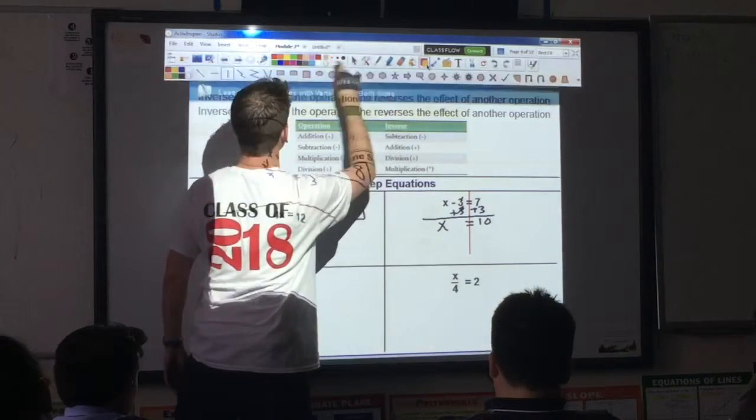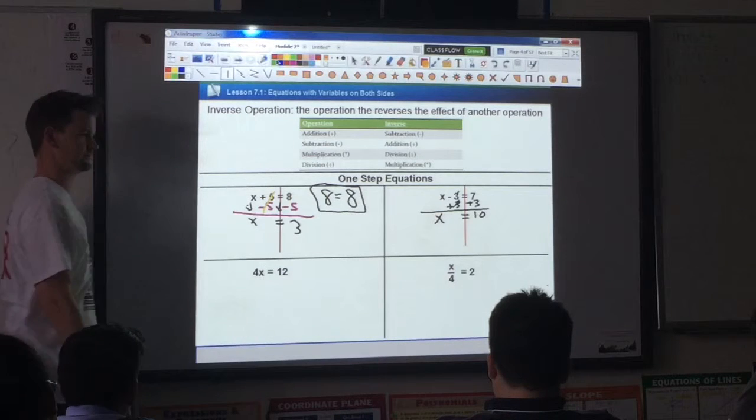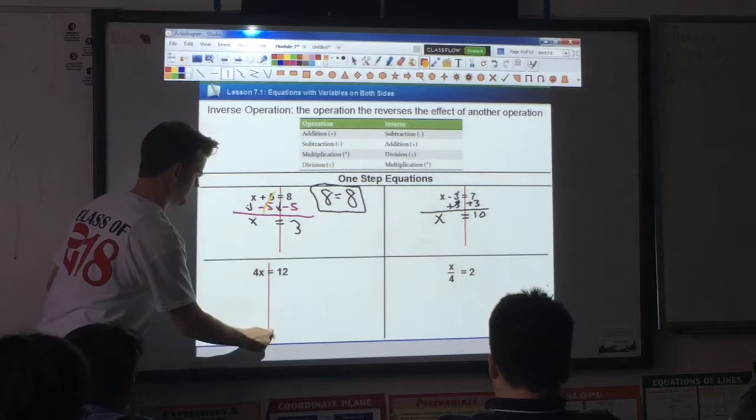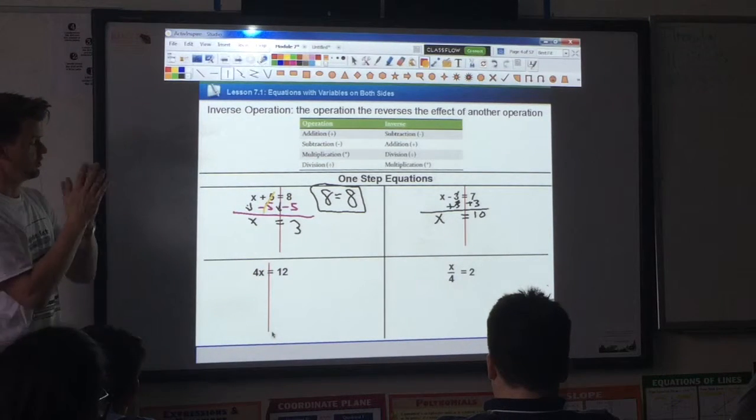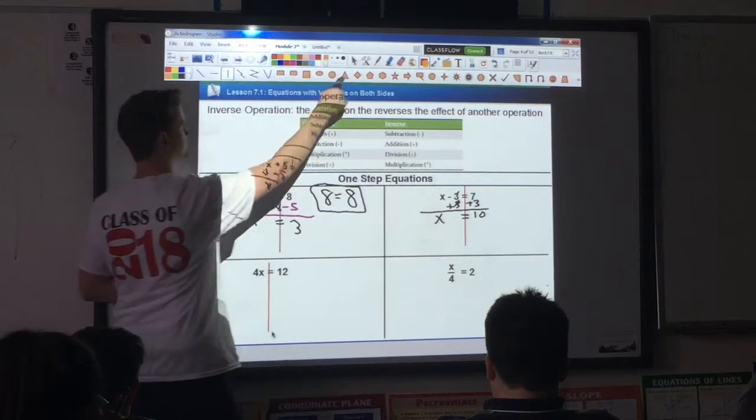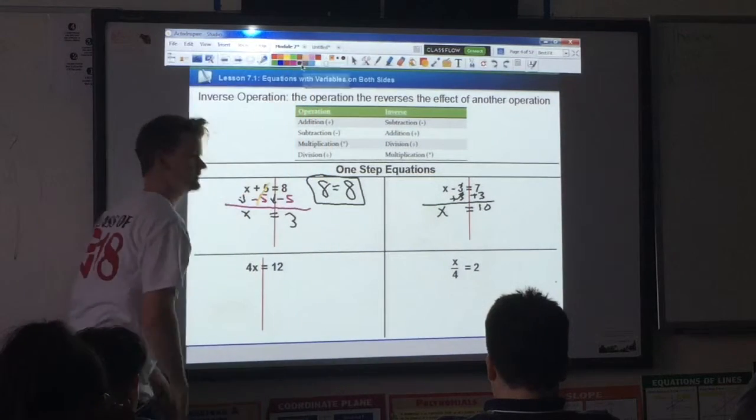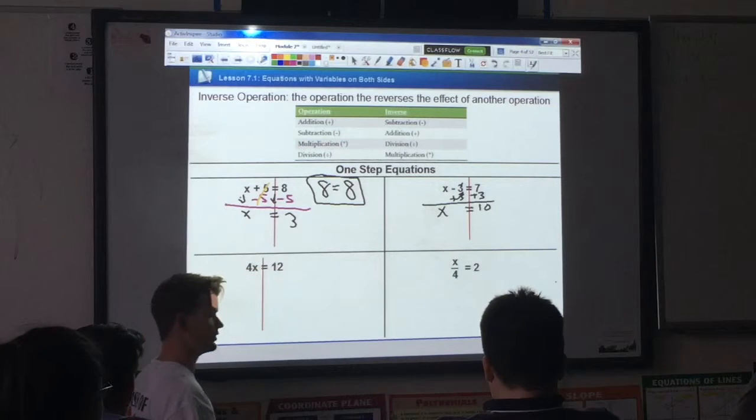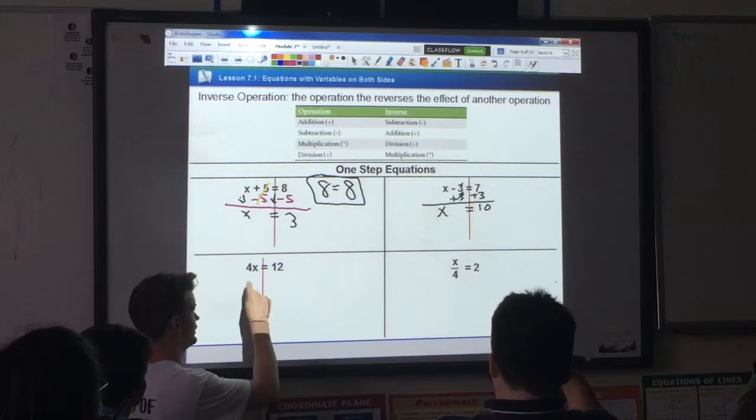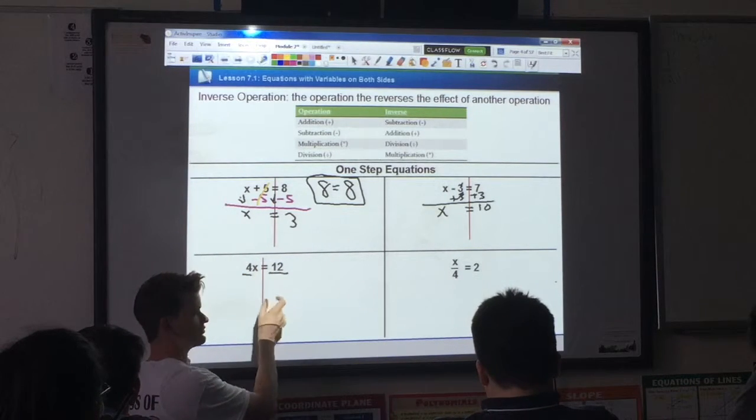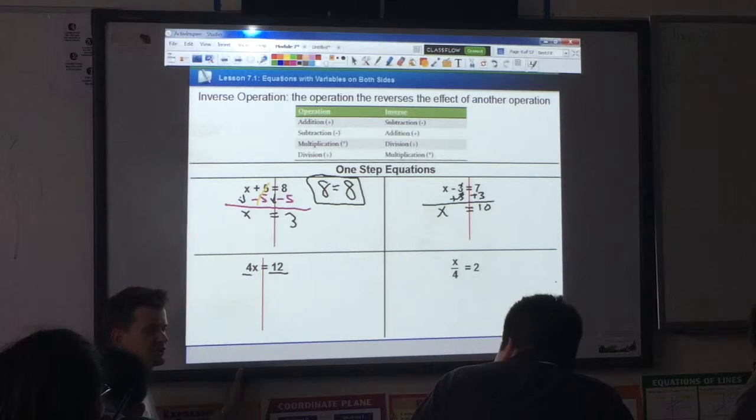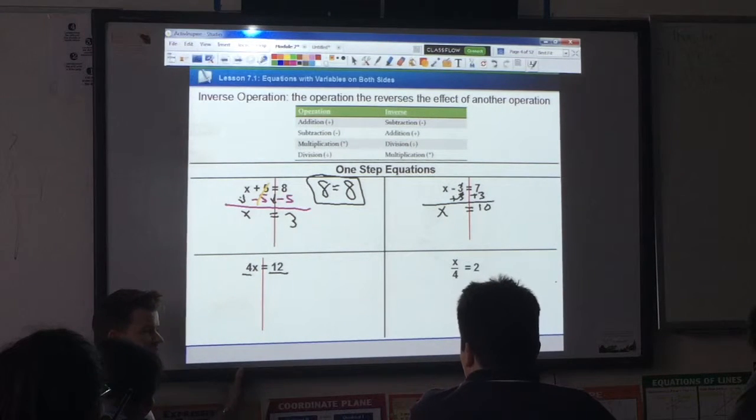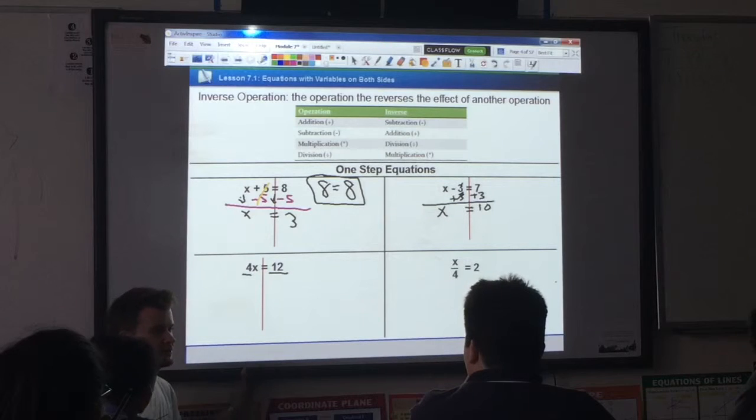Fiamma, Matthew, I owe you, take it. Fiamma, what's the first thing I do here? Put a line right through it, okay? So, what is happening here between the 4 and the x? It's multiplication. What's the opposite of multiplication? Division. So we are going to divide out the coefficient. We want to get x alone by itself. The opposite of multiplication is division, so I divide both sides by the coefficient.